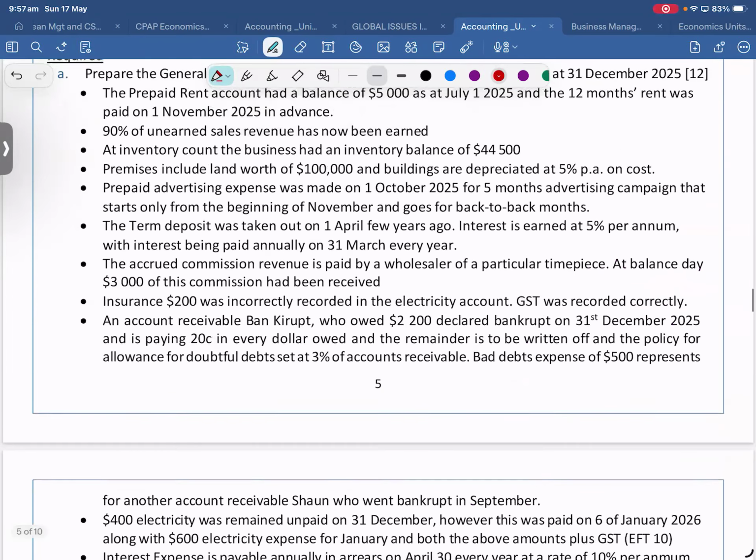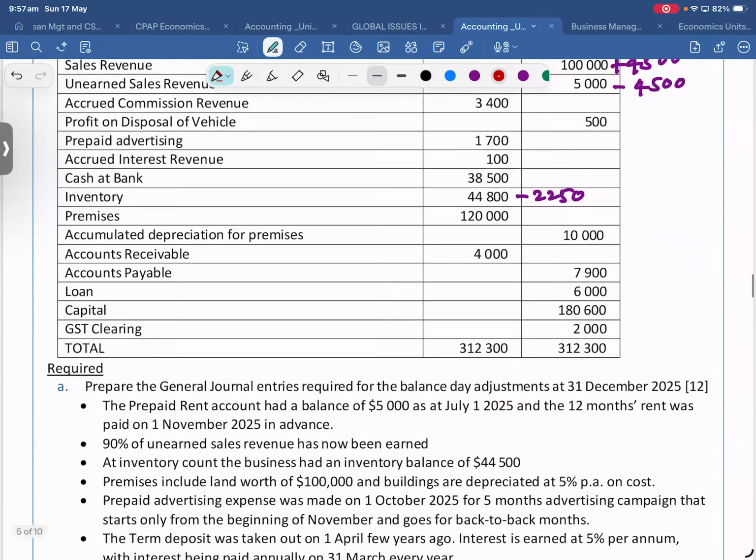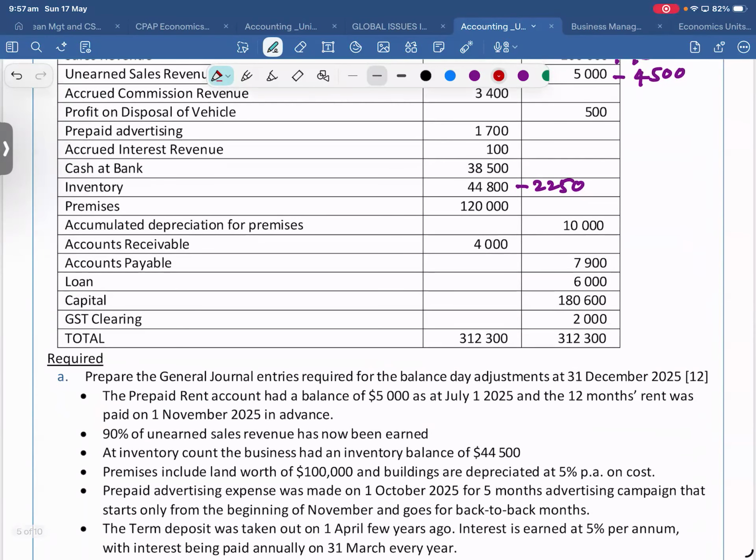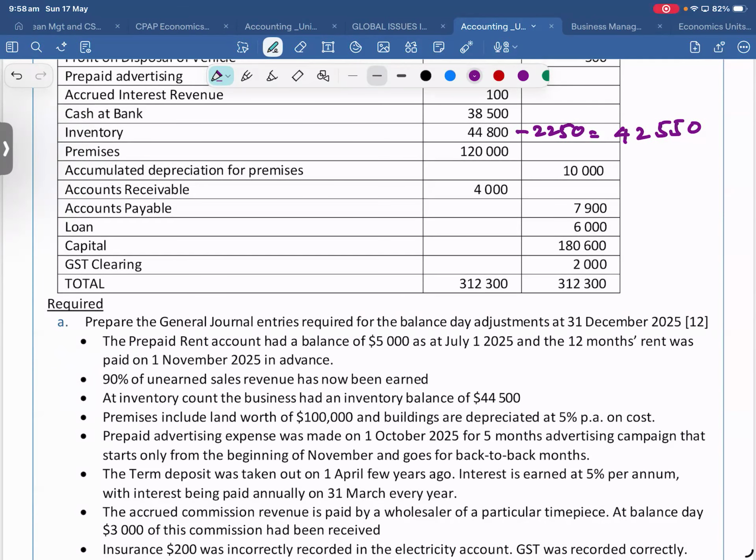Right. Third bullet point, inventory count. The business had an inventory balance of 44,500. That means what happens now? How much is inventory, guys? Now the inventory is 42,550. Yep, 42,550 is how much we are having now. They are saying it is 44,500. Gain of 1,950. Yeah, inventory gain of 1,950. So we'll write inventory gain.